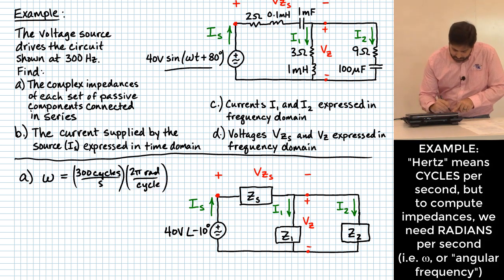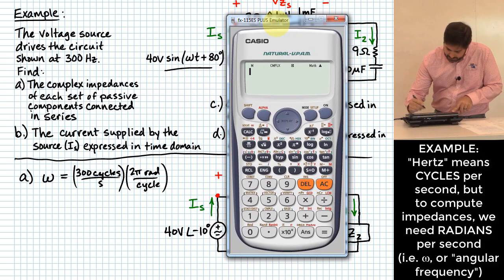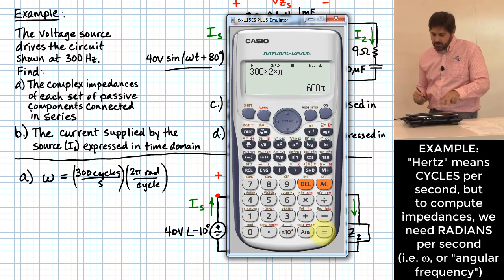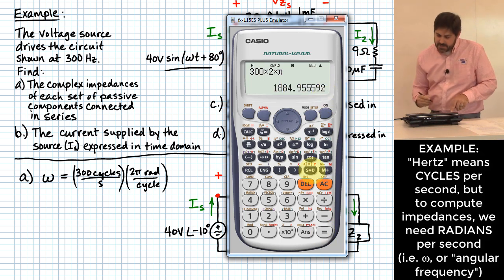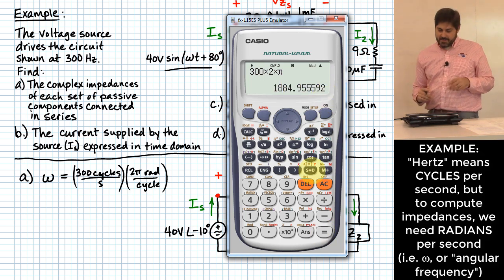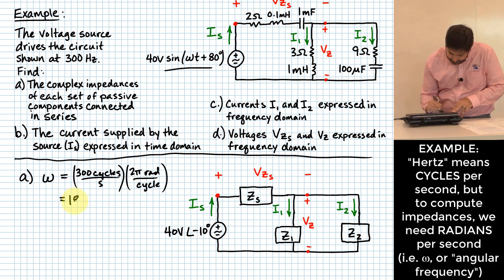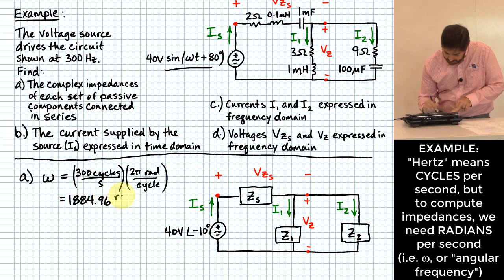Okay, so let me go ahead and get that in here. Here's the calculator. We've got 300 times 2 times pi. Okay, and it says 600 pi. If we want to see that without the pi in there, that ends up being 1,884.96. Okay, this is going to be in radians per second.